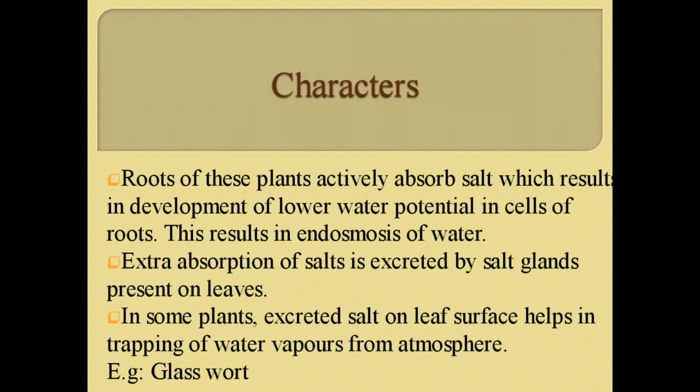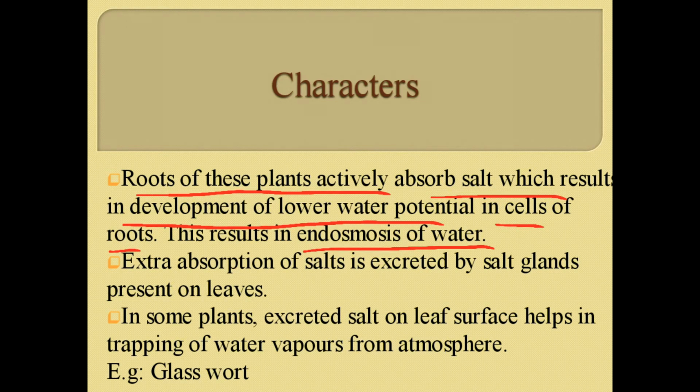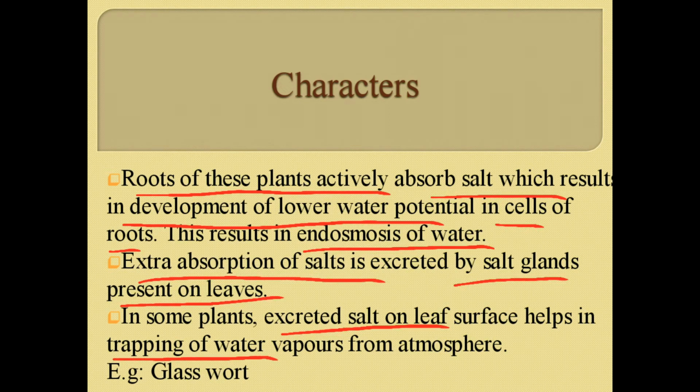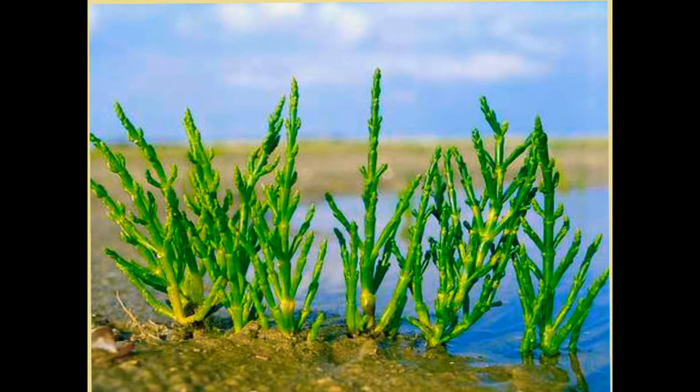So the characteristics: roots of these plants actively absorb salt, which results in the development of lower water potential in the cells of the roots. This results in endosmosis of water. Extra absorbed salt is excreted by the salt glands present on their leaves, and in some plants the excreted salt on the leaf surface helps in trapping water vapors from the atmosphere, which are absorbed by the plant in liquid form. The example is glasswort. This is the figure of a glasswort, and this plant is present near salt marshes.